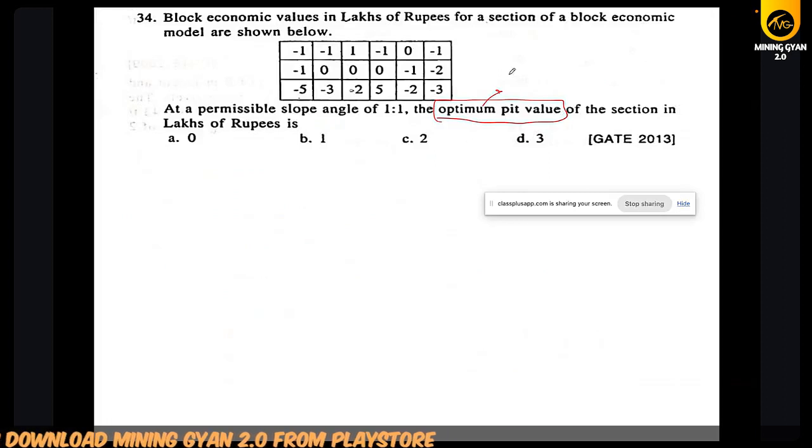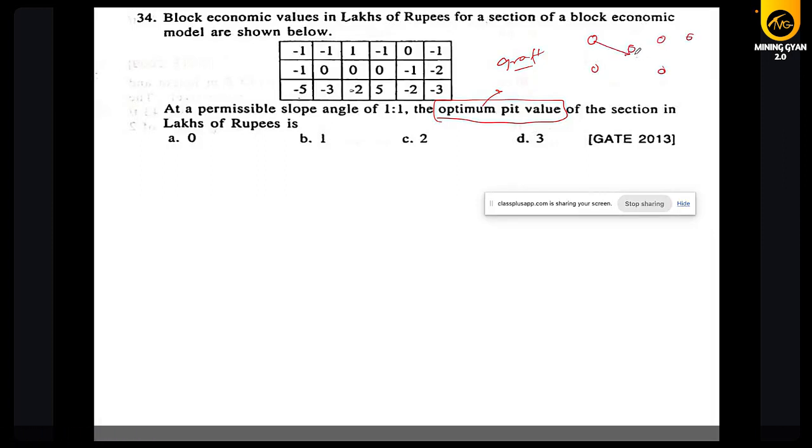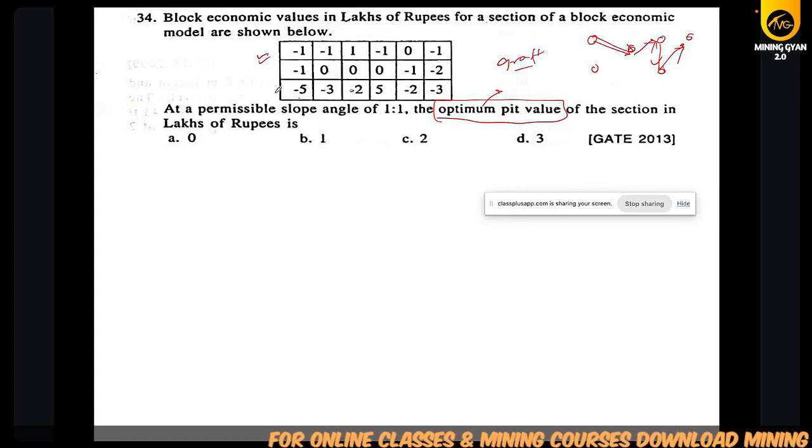So we do various methods like graph methods. You will take graphs and some values will be given. So you will draw which method or which path is required to get the best result or optimum result. This is also an example of optimum open pit value. So there are three or four methods to get an optimum value.